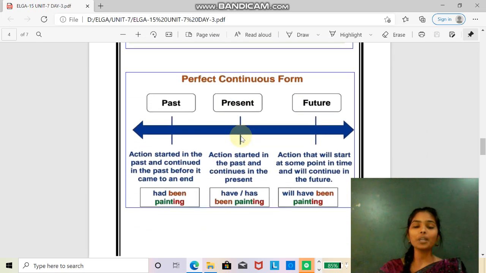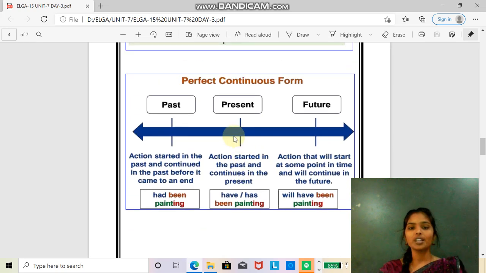Let's learn about the perfect continuous form. When it comes to the present, the action started in the past and continues in the present. It started in the past already, but it is still continuing. For example, we can use the helping verbs have or has: have been painting or has been painting. Has we use for singular pronouns, have we use for plural pronouns.